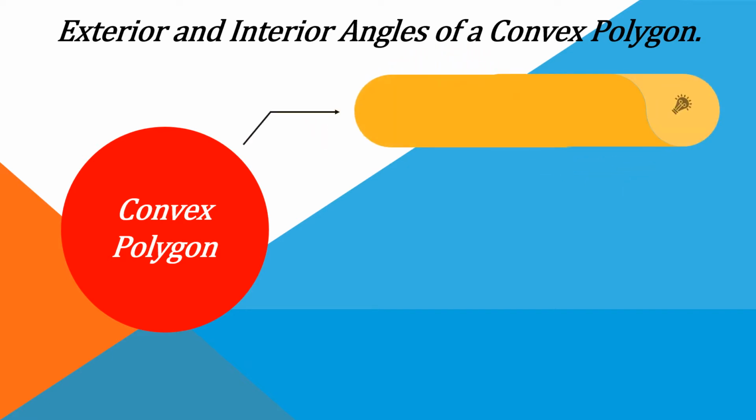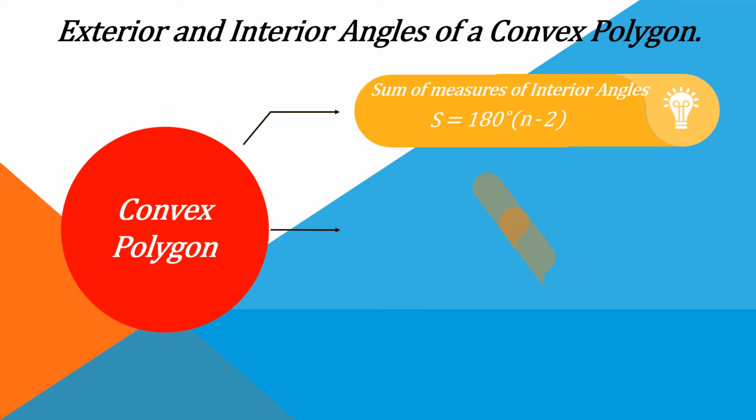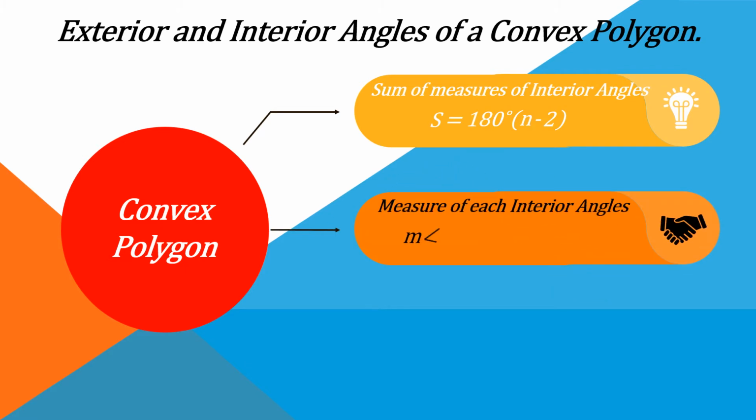A convex polygon has a sum of measures of interior angles S equal to 180 degrees multiplied by the quantity n minus 2, wherein S is the sum of interior angles and n is the number of sides. Next characteristic is the measure of each interior angle, equal to 180 degrees multiplied by n minus 2, divided by n. Since the total is 180 degrees multiplied by the number of sides minus 2, if you divide it by the number of sides again, the result will be the measure of each interior angle.